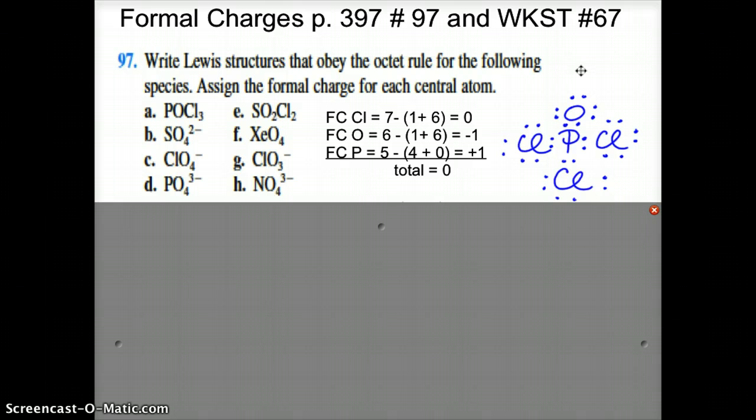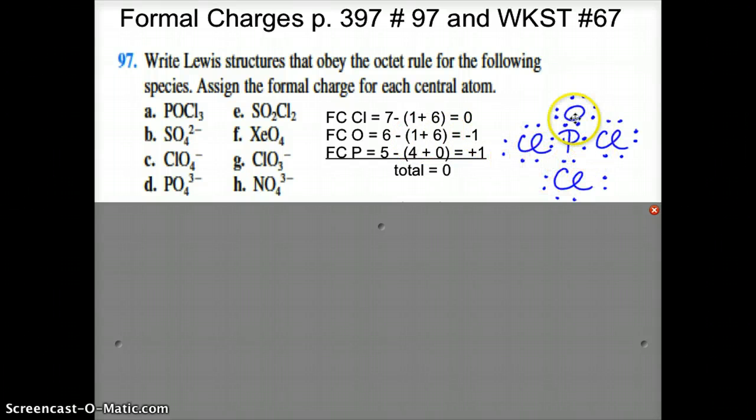A couple of these are ones that you've drawn already, so feel free to go back and look at your previous structures and see if it's something that you've already drawn instead of starting from scratch. So chlorine, there are 3 chlorines, all 3 are identical, so I only need to calculate this once. Chlorine is in group number 7. It has 1 bond and 6 unshared electrons, so 7 minus 1 plus 6 is 0. The formal charge for the oxygen here on the top is group number 6 minus, it has 1 bond plus 6 unshared electrons, so the same situation as the chlorine. So 6 minus 1 plus 6 is equal to a negative 1.